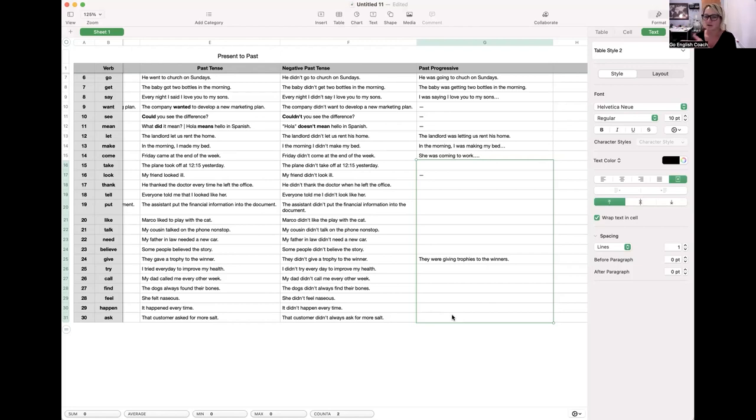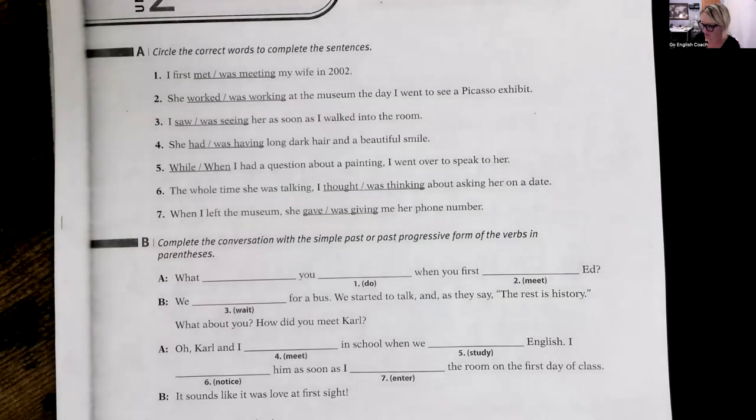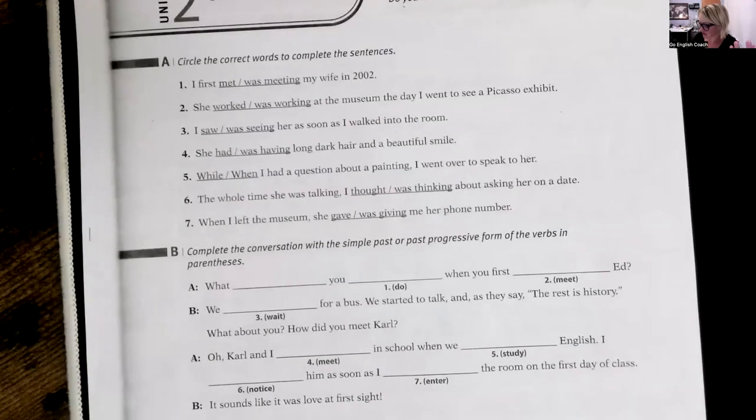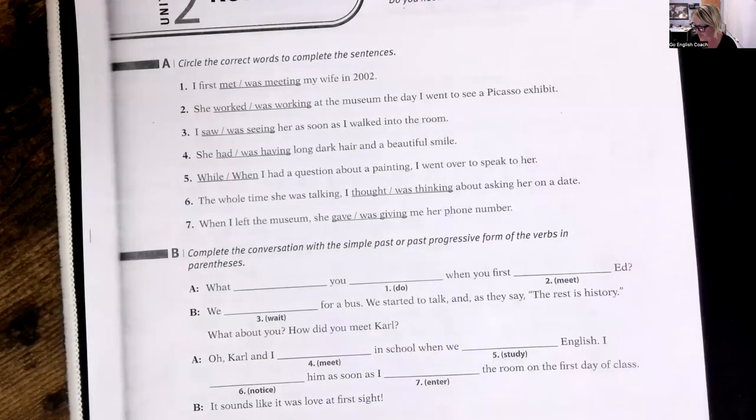We'll do this unit 2 review together. I would like to share it with you right now. So take a screenshot of this, please. Okay, while I do this. Okay, so here's the unit 2 review. This is the last piece before moving into the next unit. So there's the first section. You're going to circle the correct words to complete the sentences. So you're choosing between simple past and past progressive, 1 through 7.